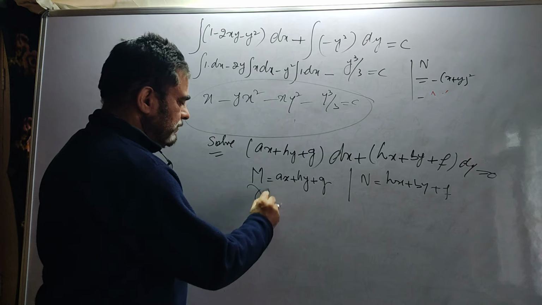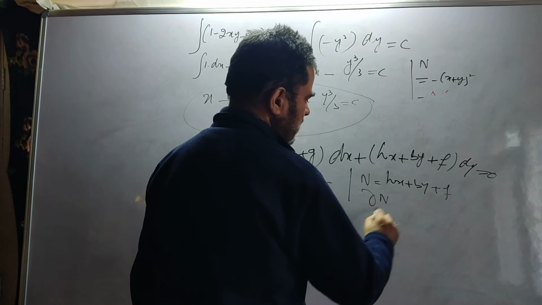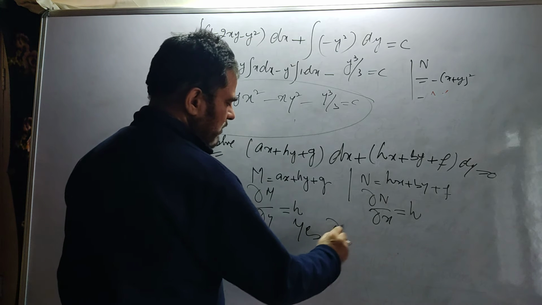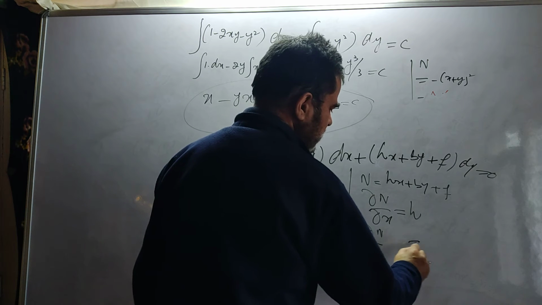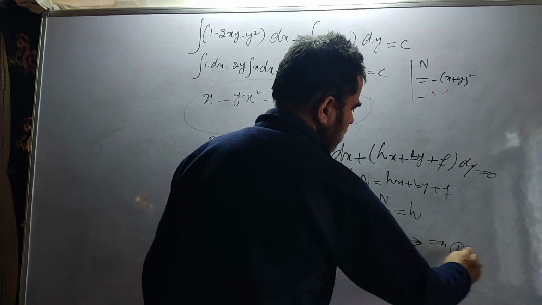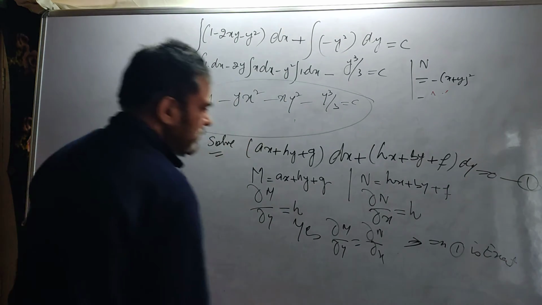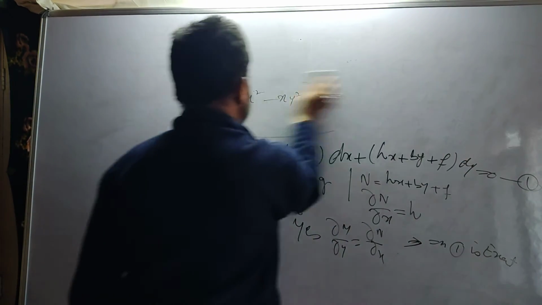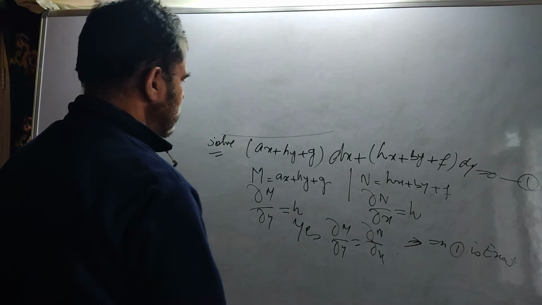What is the partial of M with respect to y? It is h. What is the partial of N with respect to x? It is also h. So yes, partial of M with respect to y is partial of N with respect to x. So the equation is exact. When it is exact, what is its solution?